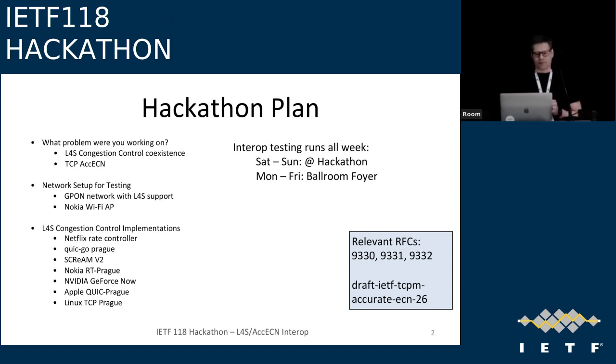The network setup that we have here is a GPON network that supports L4S congestion marking, as well as a Wi-Fi access point that supports it as well. We have seven different congestion control implementations this time, three new ones that have not participated in the previous one. So the Netflix rate controller is new, as is the QUIC Go Prague implementation and SCReAM v2. So we're looking forward to getting into the testing of those in different mixes of congestion control implementations, sharing the bottleneck link.